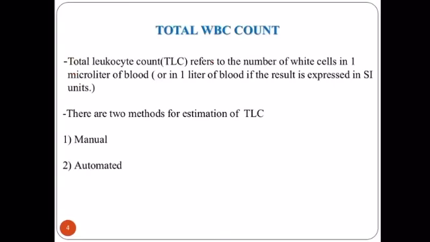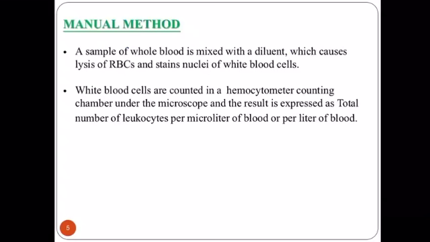First we will see the total WBC count. It refers to the number of white cells in 1 microliter of blood, or in 1 liter of blood if the result is expressed in SI units. There are two methods for the estimation of the TLC. First is the manual method by the Neubauer chamber, and second is the automated method, which is done routinely in the various automated cell counters. So first we will see the manual method.